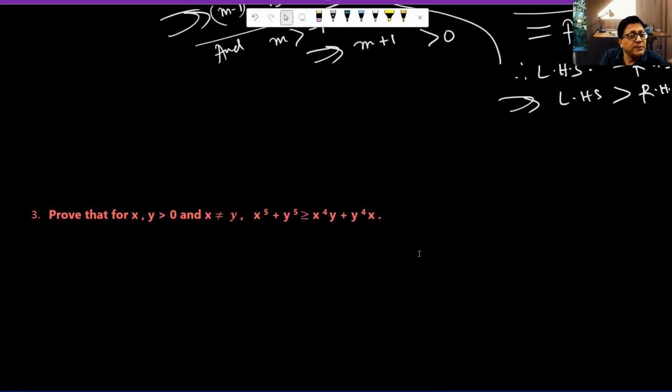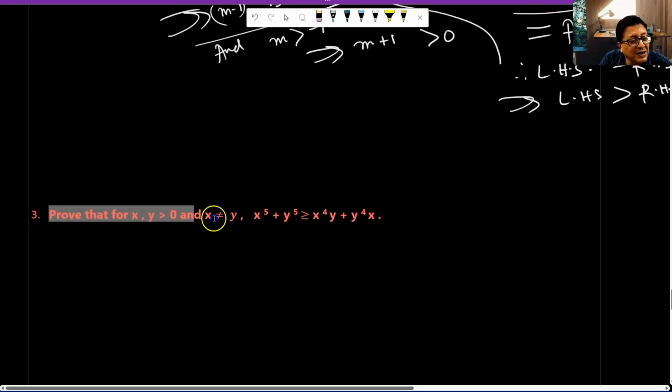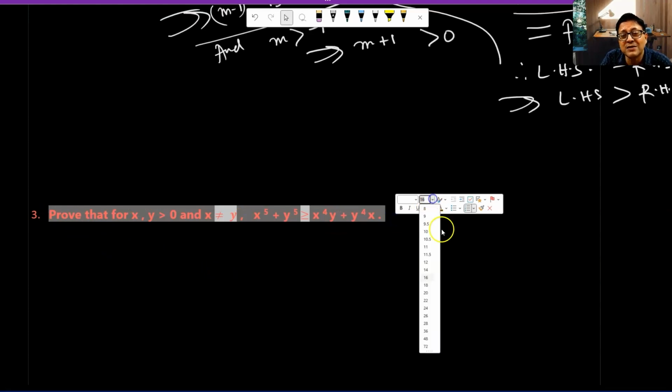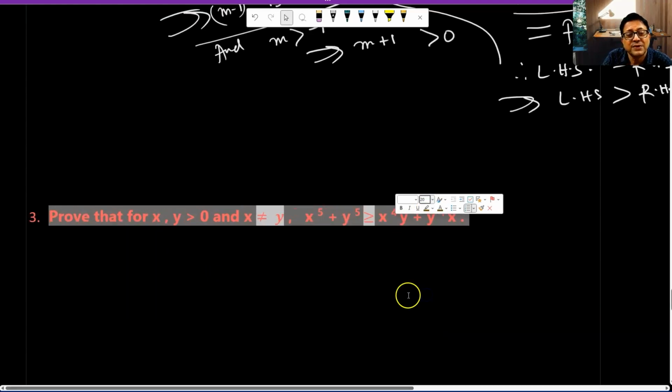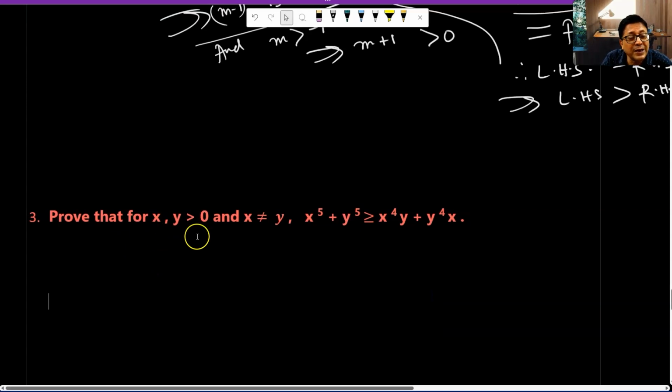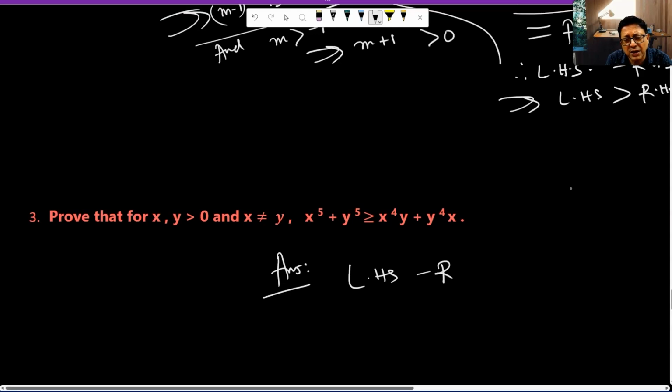Let us go for another brilliant sum. Does the same approach work? LHS minus RHS. So far we have compared all sums like that only. Are you ready to compare this? You try once. Try. Prove that for x, y greater than 0, x not equal to y, this thing is true. You start in the same manner. That LHS minus RHS.